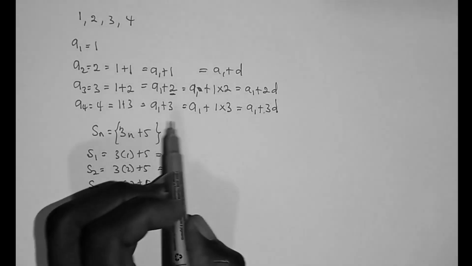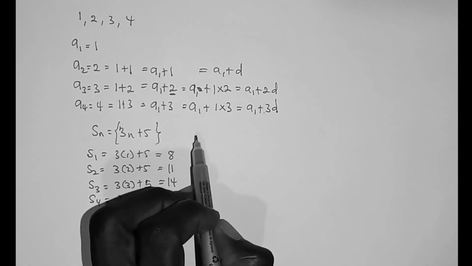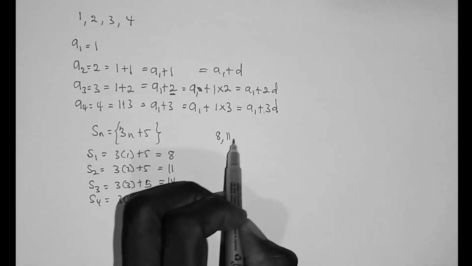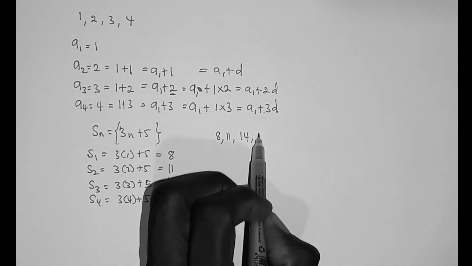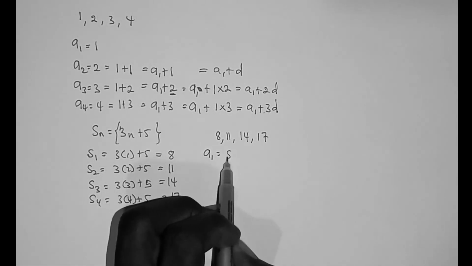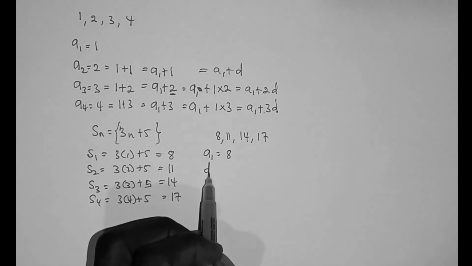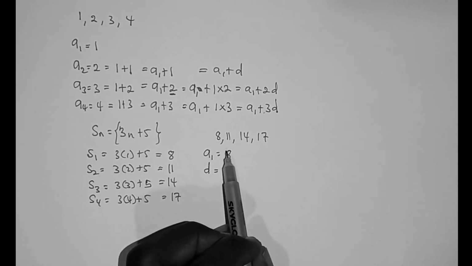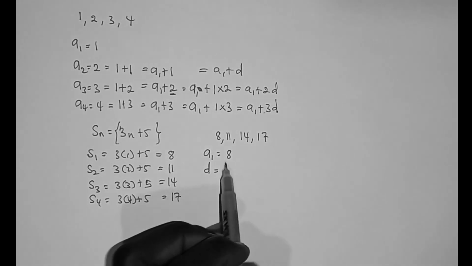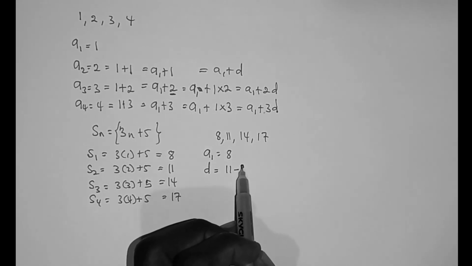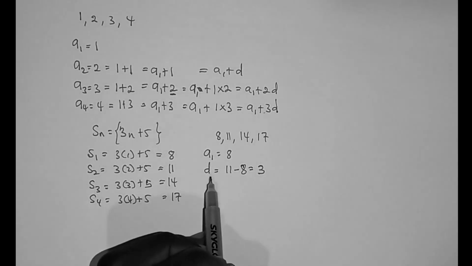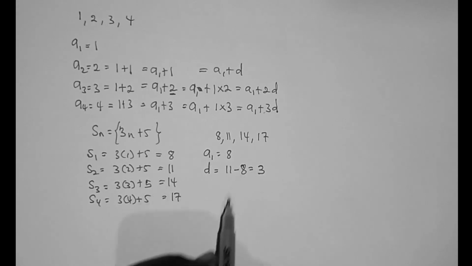So you see that the terms of the sequence are 8, 11, 14, and 17. So what is the first term? A1 is equal to 8. And what is the common difference? The common difference is the next term minus the previous term. So if you take this, it's going to be 11 minus 8, and 11 minus 8 is equal to 3. So in this case, the first term is 8, and the common difference is 3.